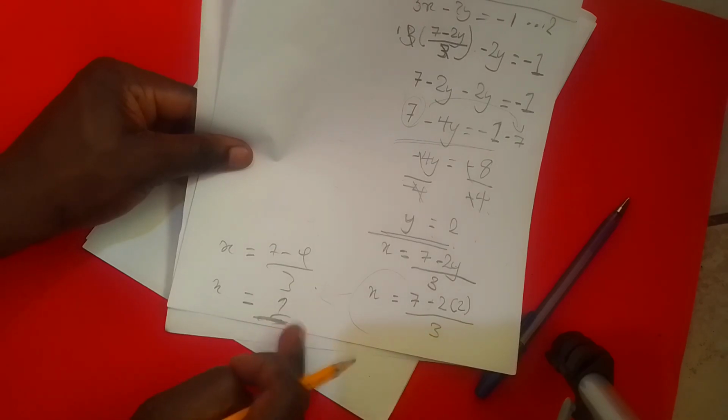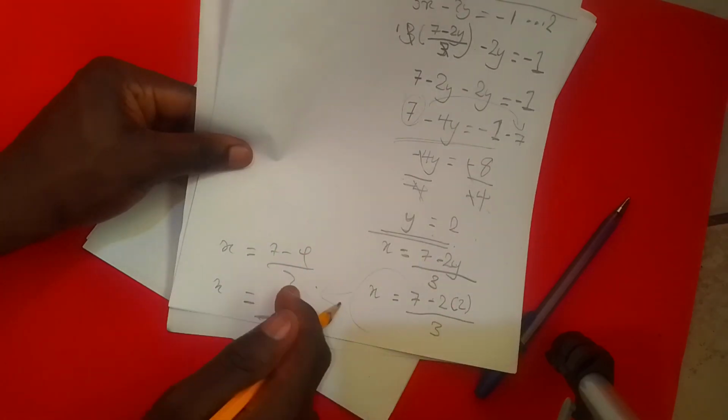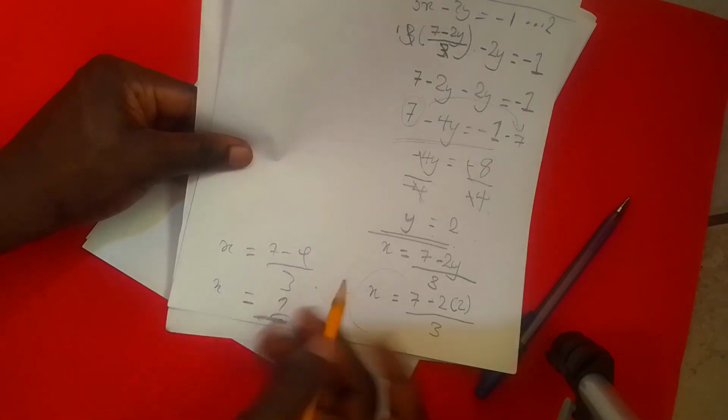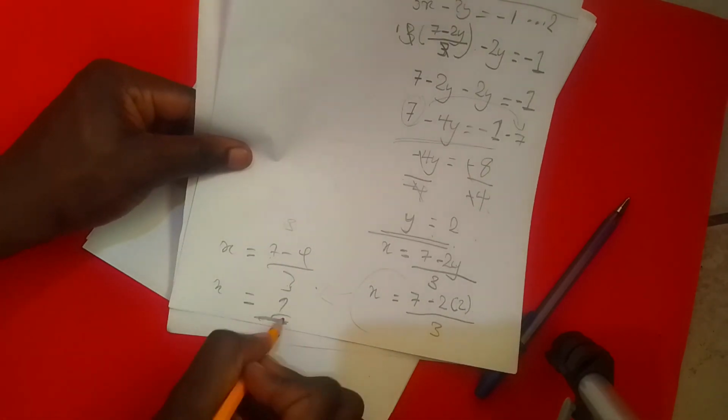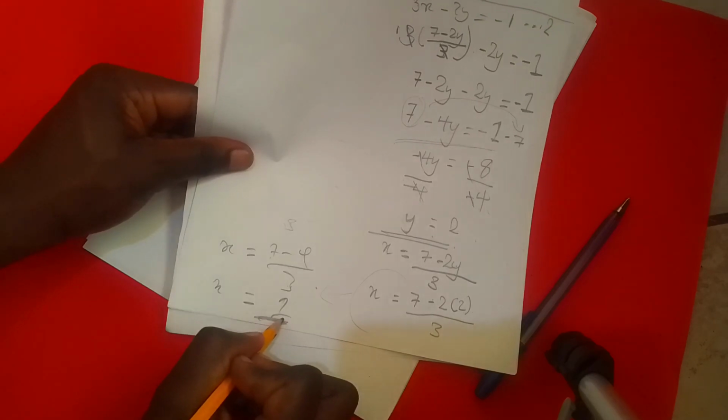I want to say 1. 7 minus 4 is equal to 3. 3 divided by 3 is equal to 1. Okay? Alright, so which means we have solved for question 4.